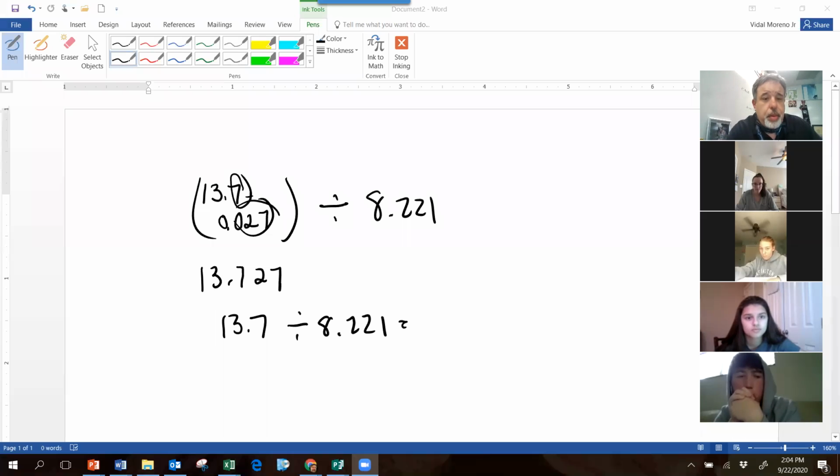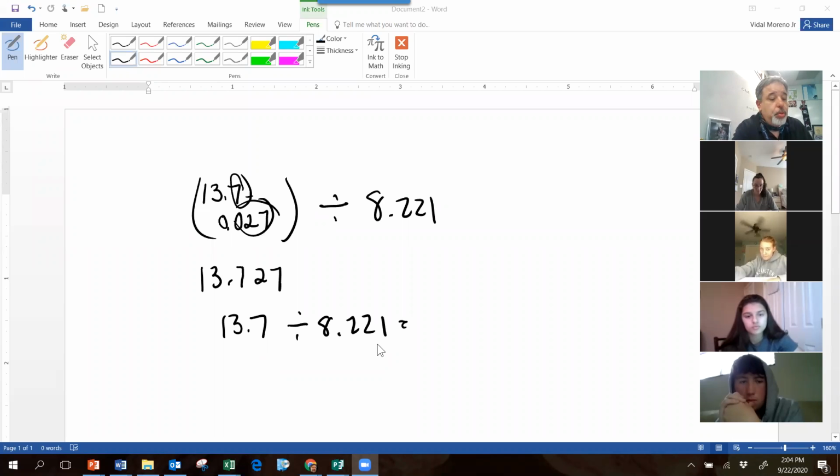All right, so 13.7 plus 0.027 gives you 13.727. But when you add, you have to go with the lowest number of decimal places. So that leaves you 13.7. We all agree? Yeah. Okay.